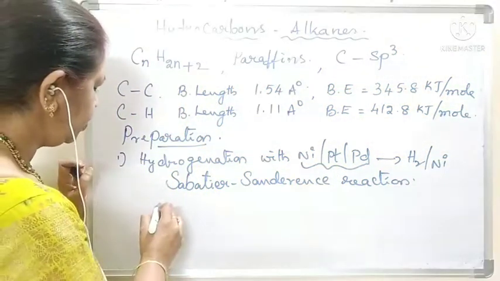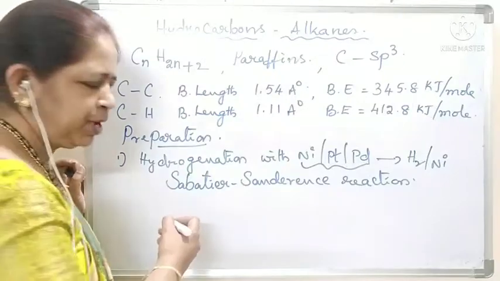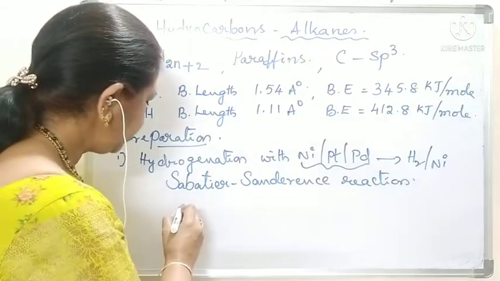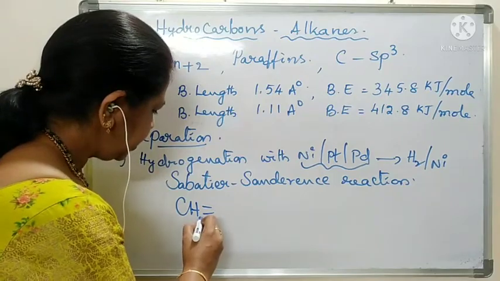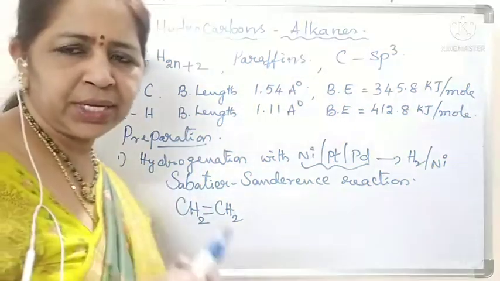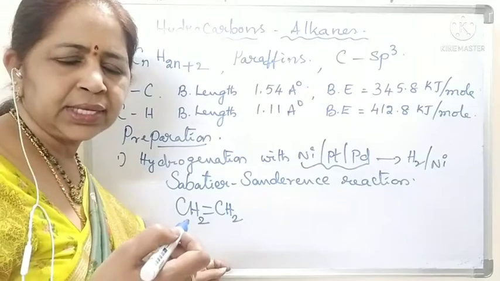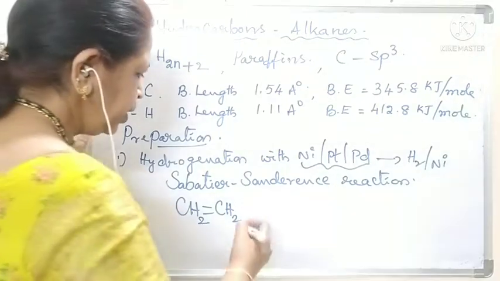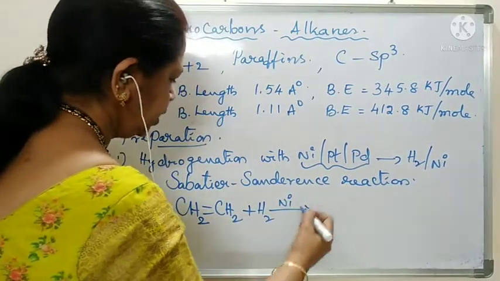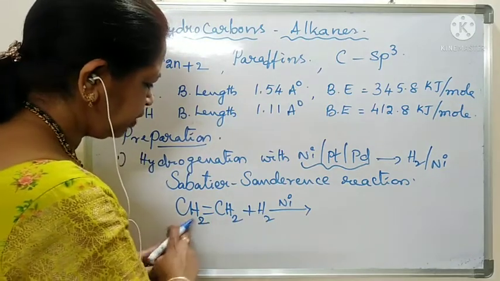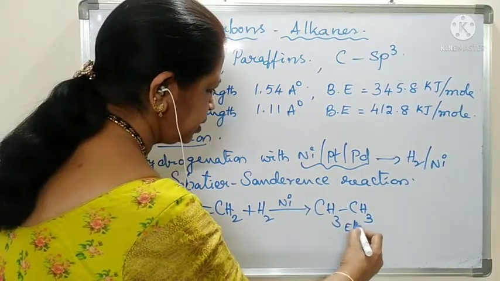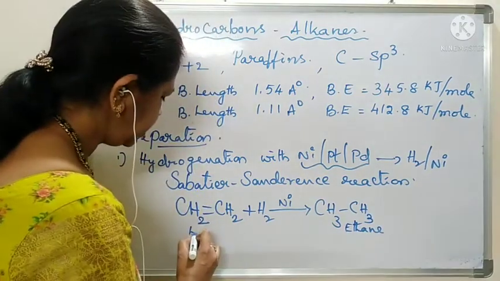Okay students, now if we take the first member, unsaturated hydrocarbons means it should have minimum 2 carbon atoms. So if we take the first member CH2=CH2, it is called ethylene or ethene. Ethene plus 1 mole of hydrogen in presence of nickel or platinum or palladium catalyst gives, each one of the hydrogens will be added to 1 carbon atom. So, it forms CH3-CH3. This is ethane. This is ethene.